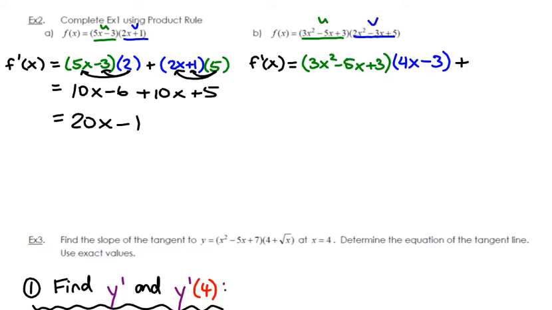Plus, I'm just going to start a little bit lower. Keep v by itself, but take the derivative of u. So that's going to be 6x, doing the power rule, minus 5. And that 3 is going to disappear.